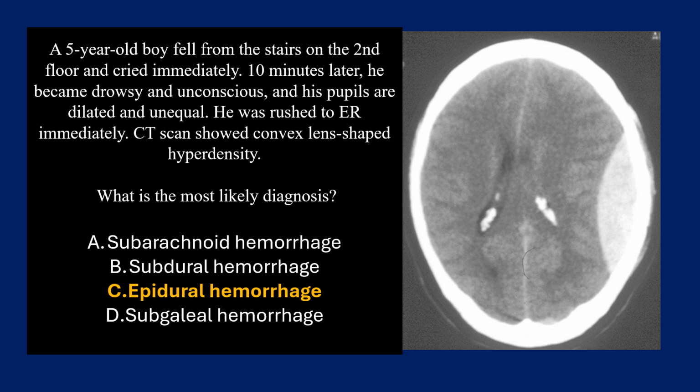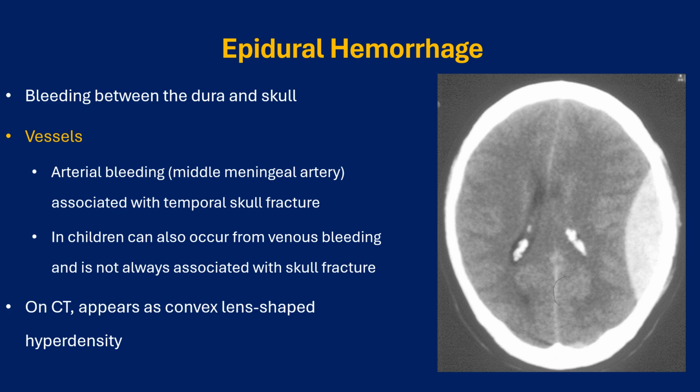The correct answer is epidural hemorrhage. Epidural hemorrhage appears on CT scan as a convex or lens-shaped hyperdensity. Epidural hemorrhage is bleeding between the dura and skull.